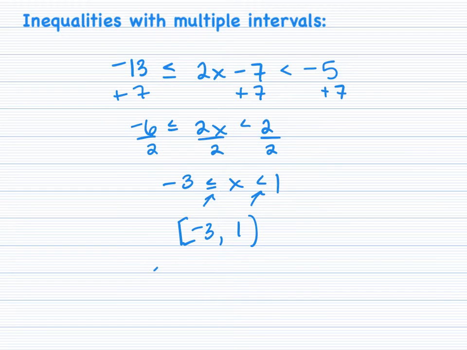If I'm looking at a number line, I have my 0 here, -3 somewhere over here, 1 here, closed circle at -3, open circle at 1, everything in between. So that is for that.